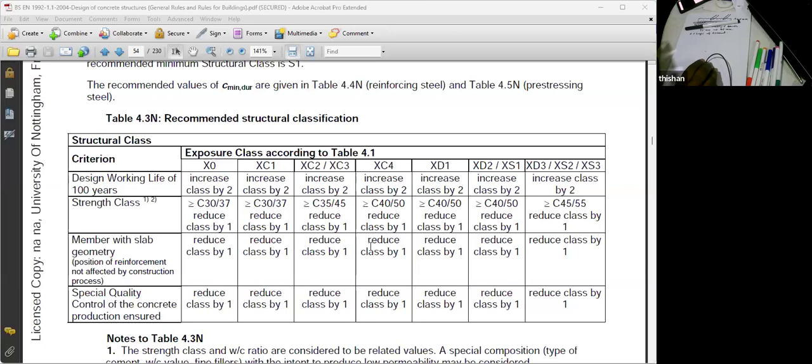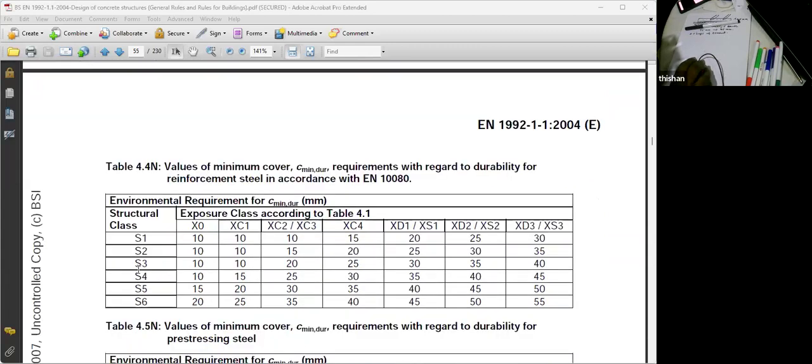Then it says, reduce the class by 1. And sometimes I might be able to say special quality control. The strength class, if you are using C35/45 concrete, it says reduce the class by 1. So that means we can reduce the class by 1 here, and by 1 here. So now we go to the next one. We go to S4. If you go to S4, you can see the cover requirement is 25 millimeters. But because we are reducing the class by 2, it is 15 millimeters. Is that clear, Vanduka? Yes, sir. So that's how we find the cover.